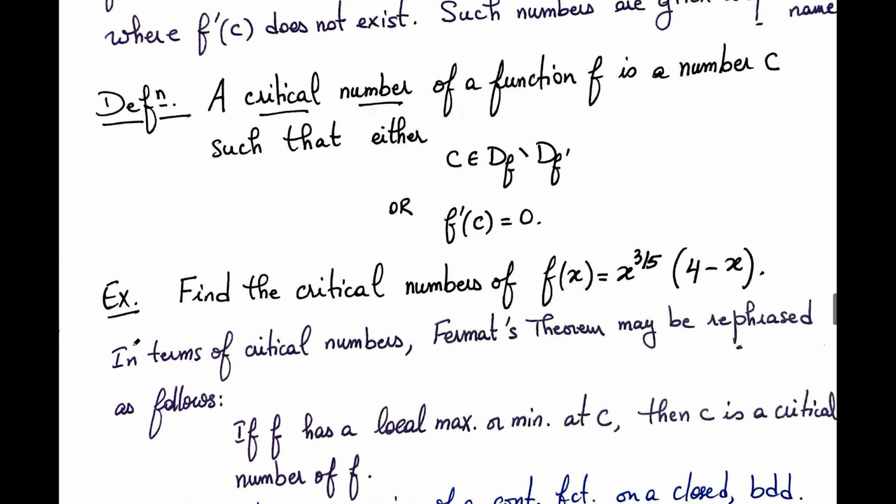So what I said just the last 30 seconds is written here. In terms of critical numbers, Fermat's theorem may be rephrased as follows: if f has a local maximum or minimum at C, then C must be a critical number. All right, let's do this example. Find the critical numbers of f of x equals x to power 3 over 5 times 4 minus x.